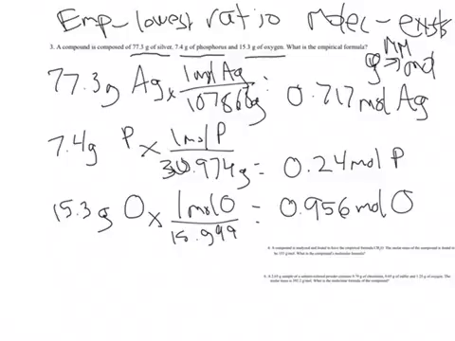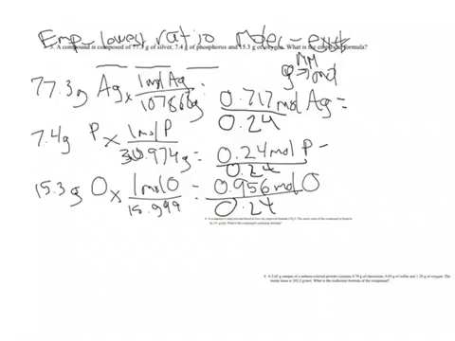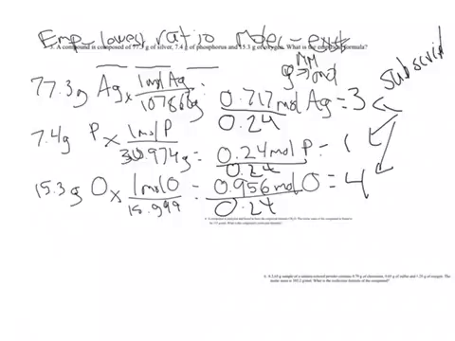So we are going to choose which mole amount is the smallest and divide all these numbers by that smallest mole amount. So the smallest number is the 0.24. So we're going to divide all the numbers by that 0.24. All right, so once we get that we have a 3, a 1, and a 4. These are now our subscripts, our ratios.